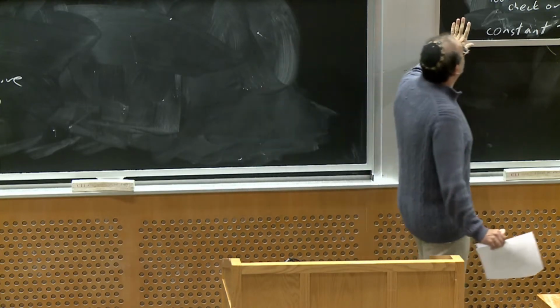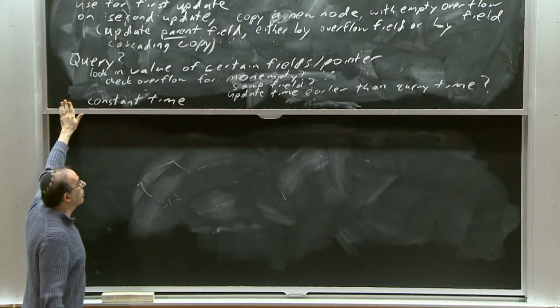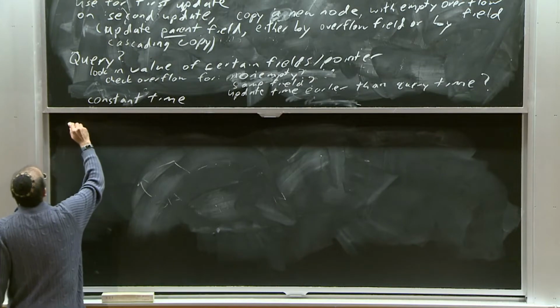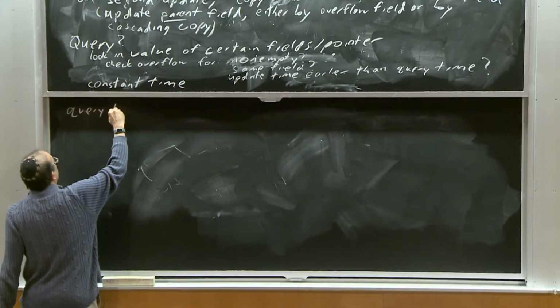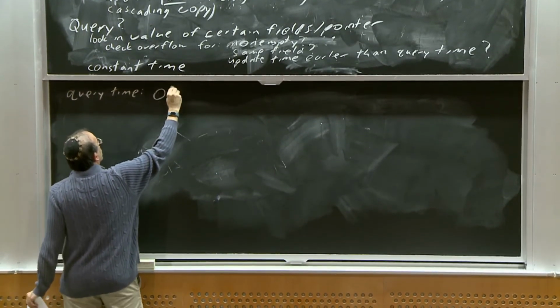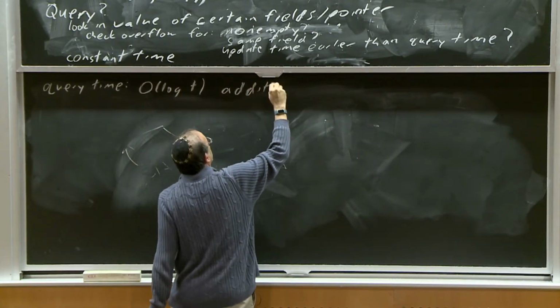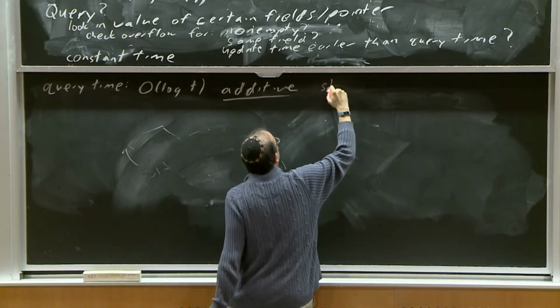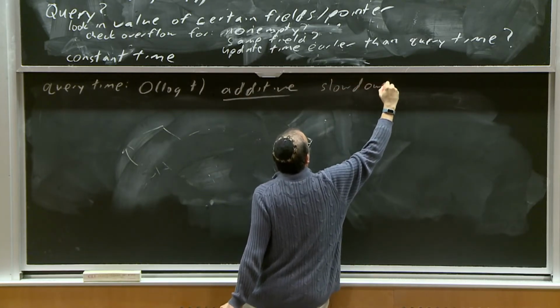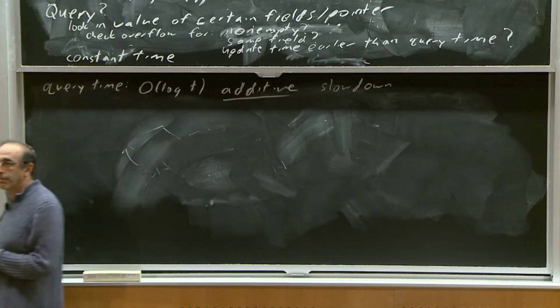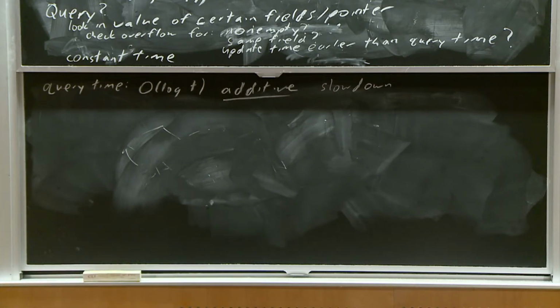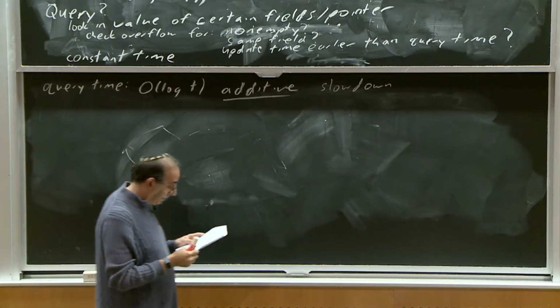Okay? And so we already have, just from the fact that queries are constant, that the query time has the same nice order log t additive slowdown, not multiplicative. But the question that remains is, what kind of update time do we get? Why are we doing something so complicated? Well, it's because we're going to get a much nicer result on the update time.